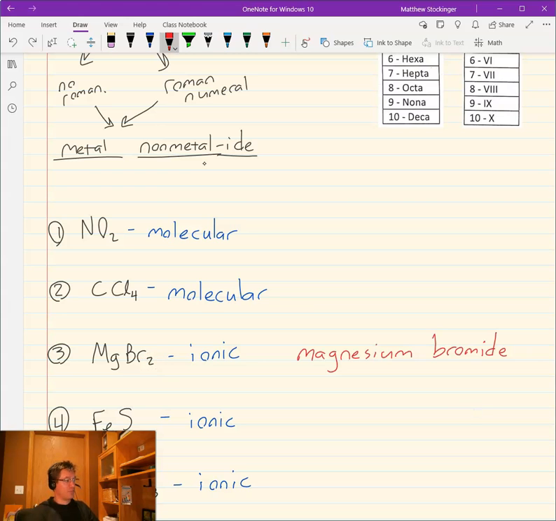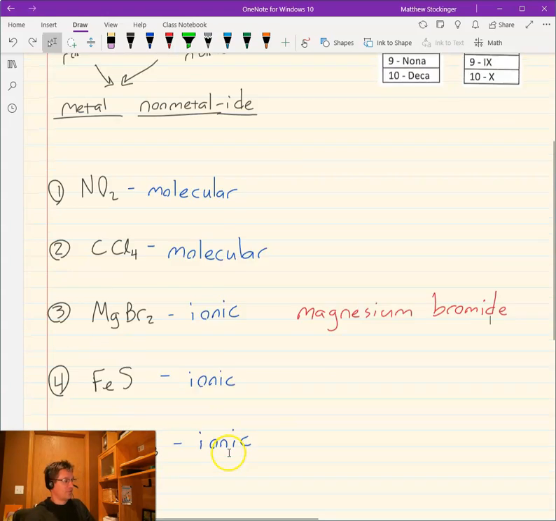In our next lesson, when we talk about how to make formulas from names, you'll see why that is, that you don't need anything in the name to indicate that 2. Okay? And this is as simple as they get. You got 2 elements. You got a metal and a non-metal. All you got to do is change the ending.